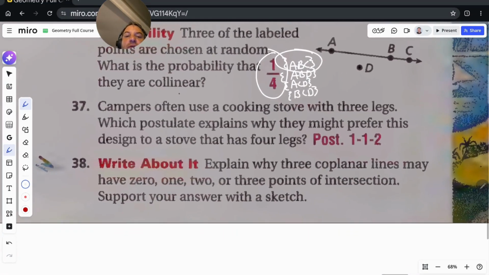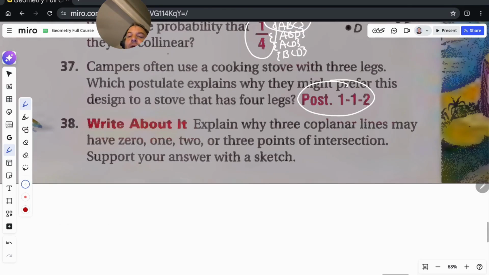37. Campers often use a cooking stove with 3 legs. Which postulate explains why they might prefer this design to a stove that has 4 legs? Now we talked about the 3 versus 4 points in our previous video, but we're looking at postulate 112. 3 non-collinear points determine exactly one plane, so 3 legs always sit flat. A 4th leg might not match the same plane, for example, so it could wobble. All right, postulate 112.